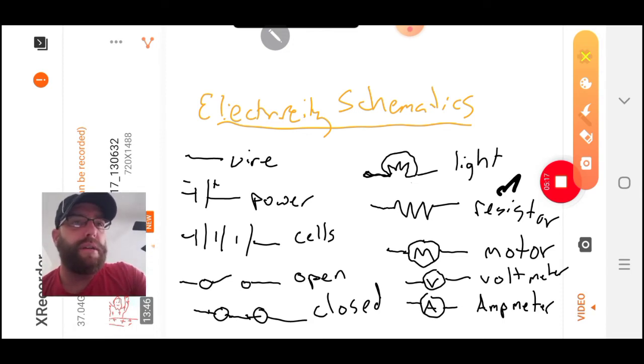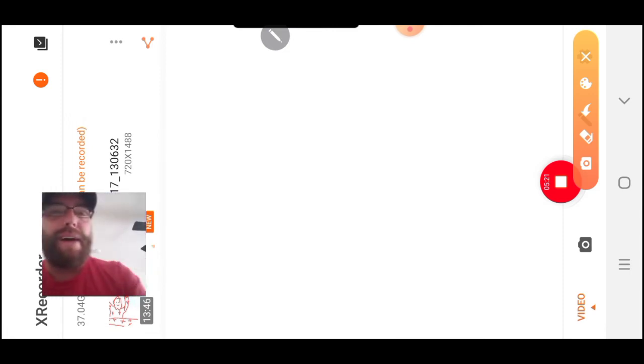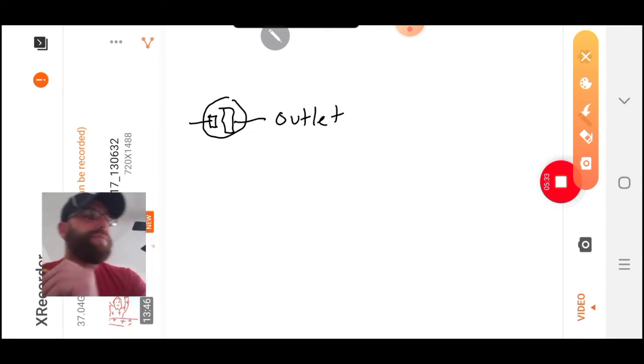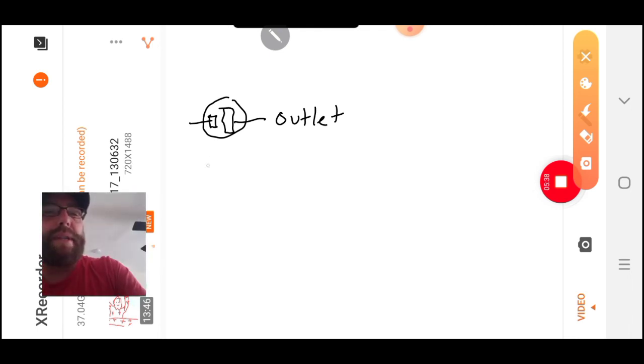So I'm going to close those out and start another set. We also have an outlet. It's an outlet. One side's bigger than the other. We also have a grounding, which we talked about in the last lecture. Grounding is going to be connecting it to the earth so it doesn't fry your house. That is grounding.